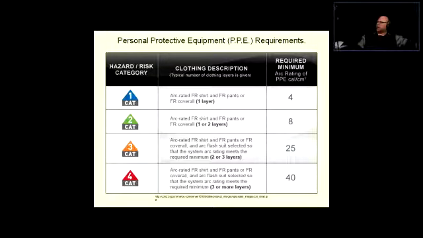All right, now personal protective equipment, PPE requirements. On the left here you have the hazard risk category, the clothing protection, and the required minimum arc rating or PPE in calories per centimeter squared. So category 1, 2, 3, and 4. Obviously, category 1 is the lowest, and category 4 is the highest.